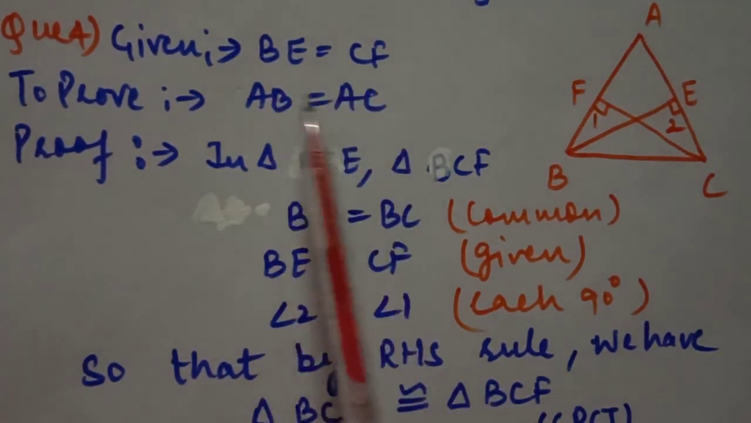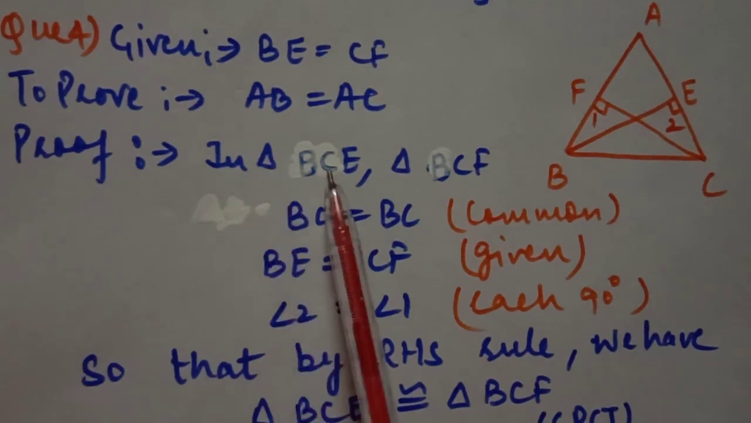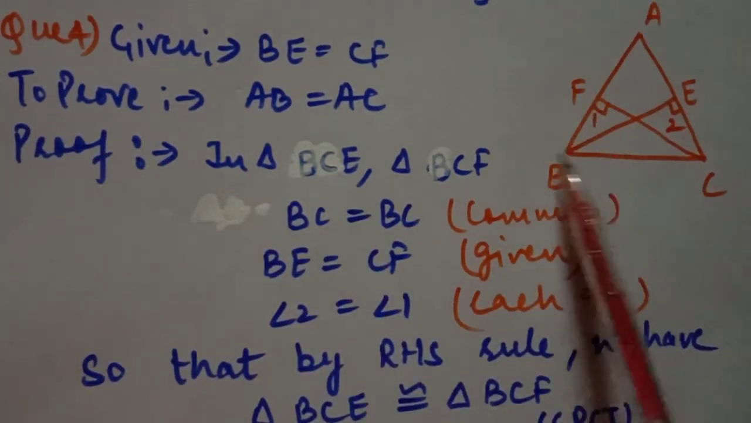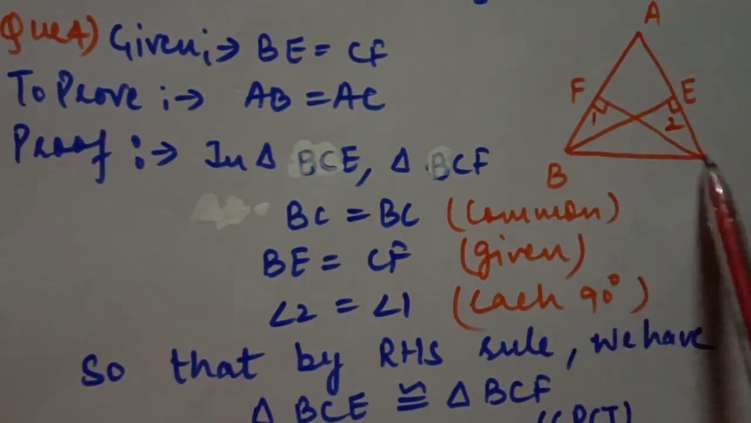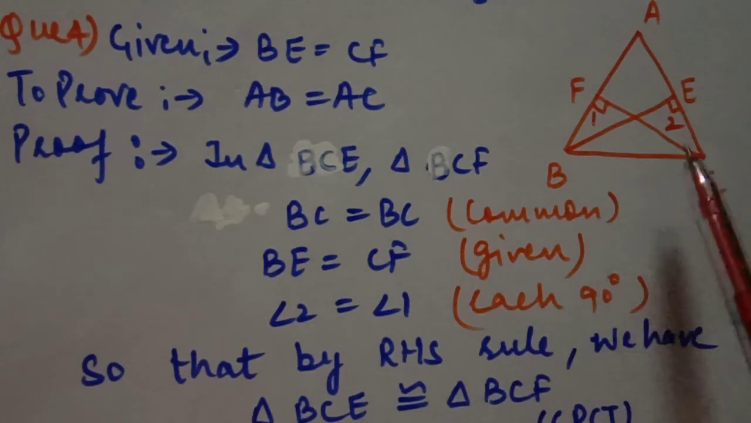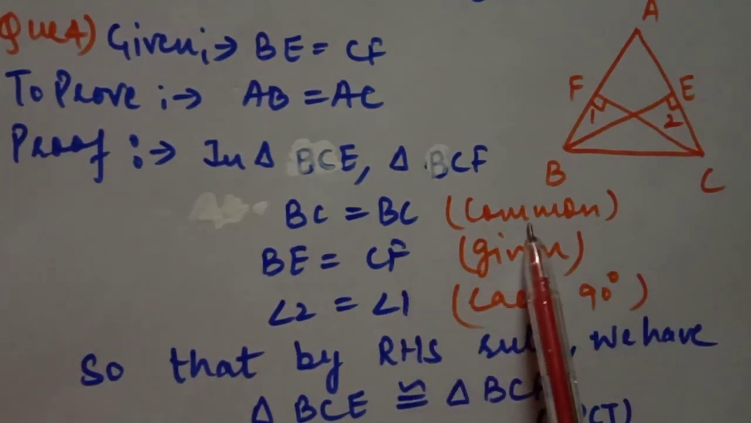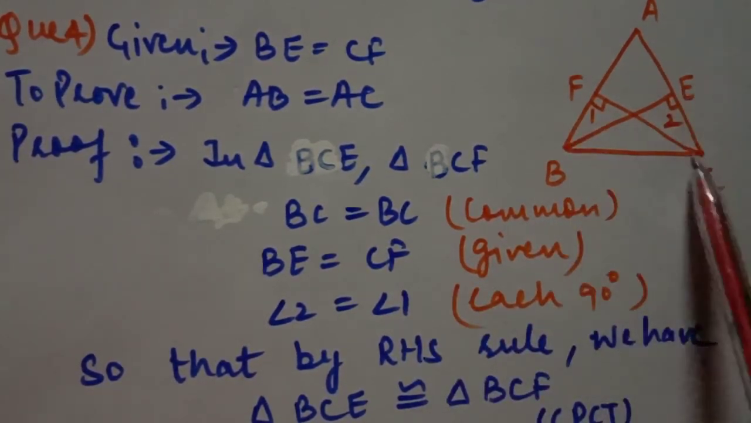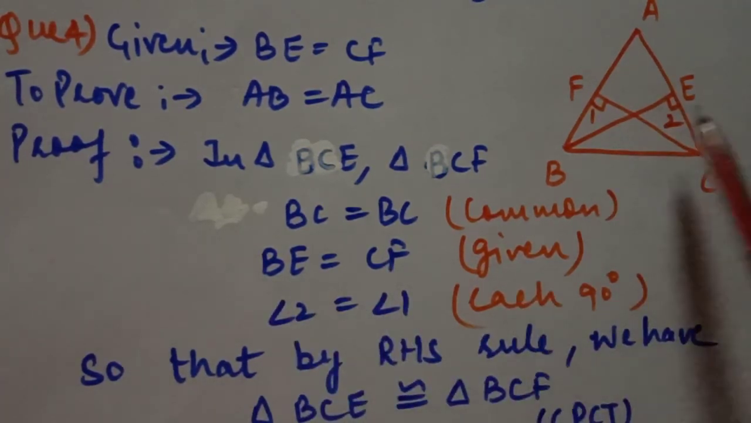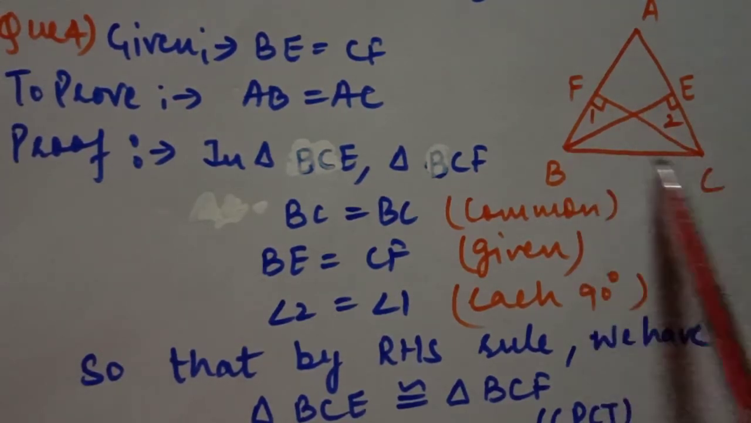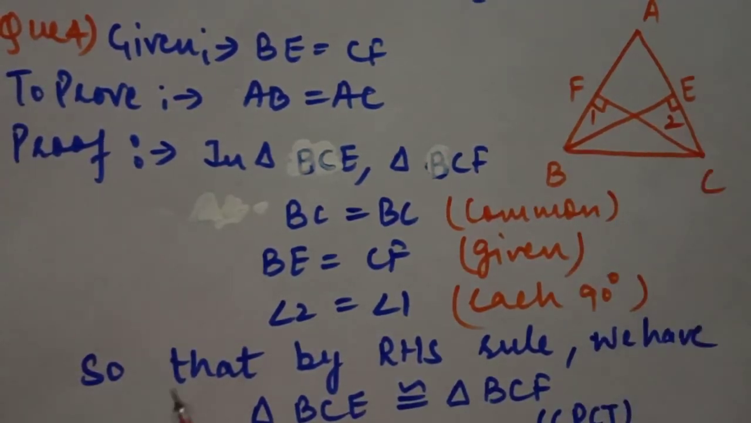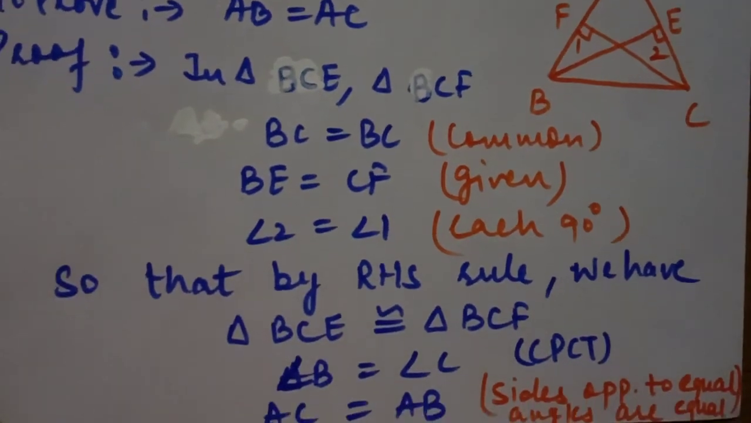BE is equal to CF, given. We have to prove AB is equal to AC. So proof: in triangle BCE and triangle BCF, now we need 3 elements. BC is equal to BC as common. BE and CF are equal to each other, it is given. Angle 2 is equal to angle 1, each 90 degree. Because it is 90 degree, BC is the hypotenuse. So by the RHS rule, we have both the triangles are congruent.